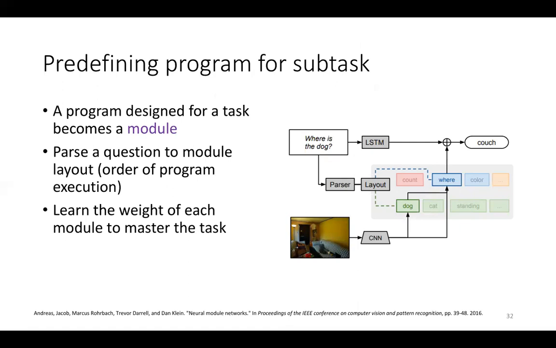There's another very interesting concept, which is the module. So a program, if it's designed for a task, becomes a module. And in the paper named Neural Module Networks, the authors try to construct a set of modules. Each module is aimed at some specific task. And to know the order of the module execution, they parse the questions to produce a module layout like this here. Given an input which is an image, and given the question where is a dog, you have a parser to create a layout of program execution. Each program here is a module or a neural network. So the output of one neural network will be the input of another neural network. And the question is how to learn the weight of each module to master the task or to answer the questions.